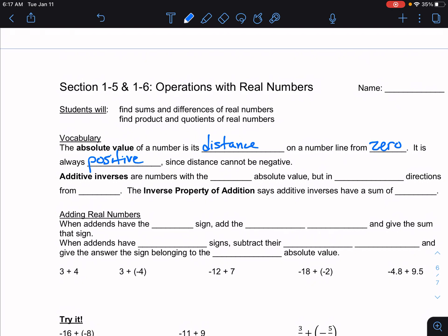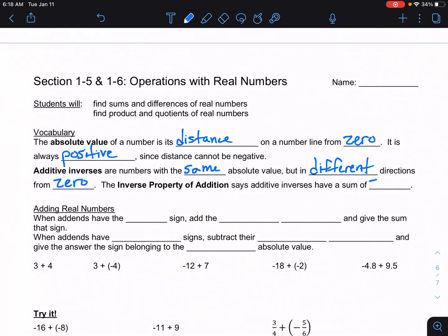Additive inverses then are numbers with the same absolute value, but in opposite directions from 0. And the inverse property of addition is a new property. We did not talk about this in section 1.3 and 1.4. But basically what this says is that additive inverses always have a sum of 0. To give you some examples of that, -1 plus 1 is 0, or 2 plus -2 is 0, -5 plus 5 is 0. In other words, opposite numbers add to 0.